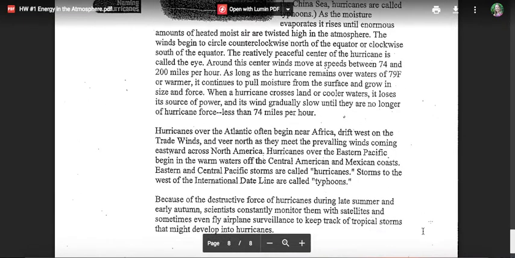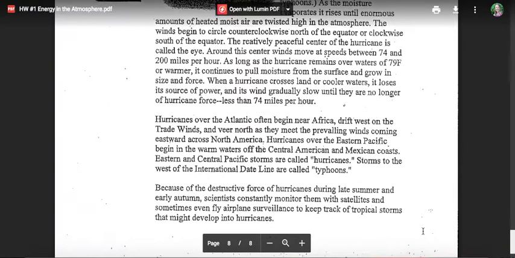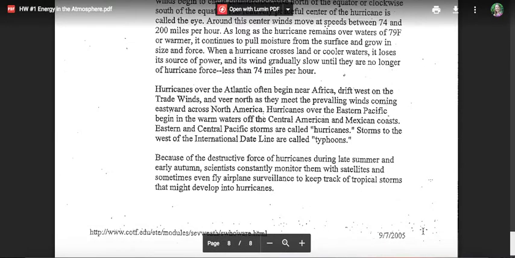As long as the hurricane remains over waters of 79 degrees Fahrenheit or warmer, it continues to pull moisture from the surface and grow in size and force. When a hurricane crosses land or cooler waters, it loses its source of power, and its winds gradually slow until they are no longer of hurricane force, which means it is less than 74 miles per hour. Hurricanes over the Atlantic often begin near Africa, drift west on the trade winds, and veer north as they meet the prevailing winds coming eastward across North America.